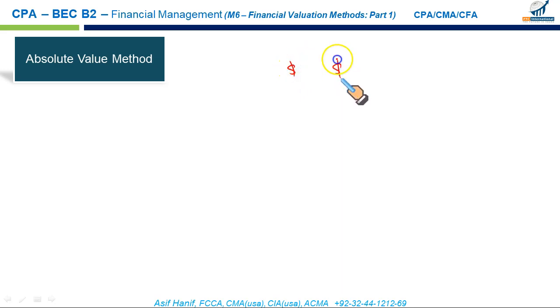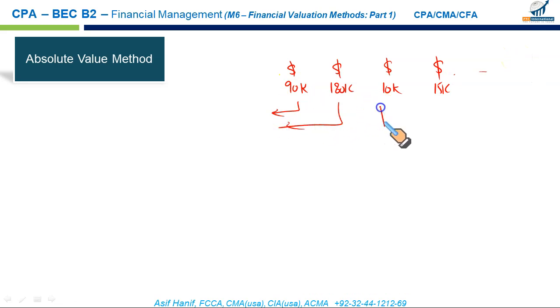future cash flows. Let's say a firm is expected to generate these cash flows in the future: 90,000, 180,000, 10,000, 15,000, and for other periods. So if we could discount these future cash flows to their present value, the number that we will get will be the intrinsic value of the asset, and this is how we can value the stock, right?